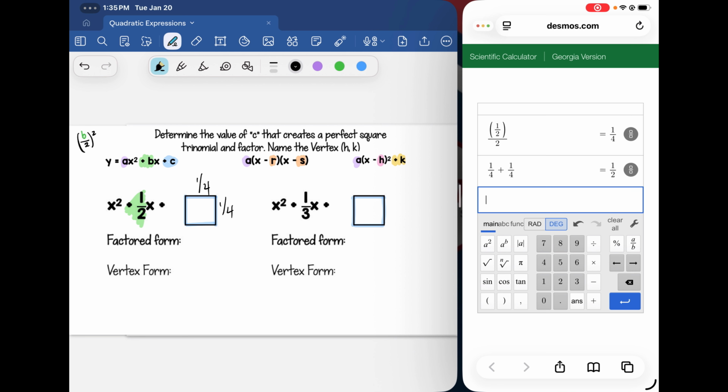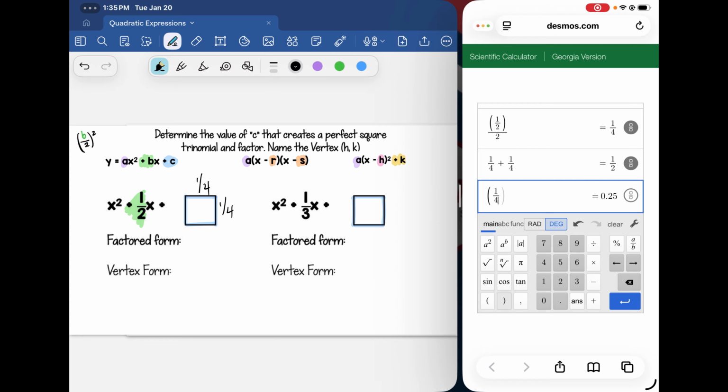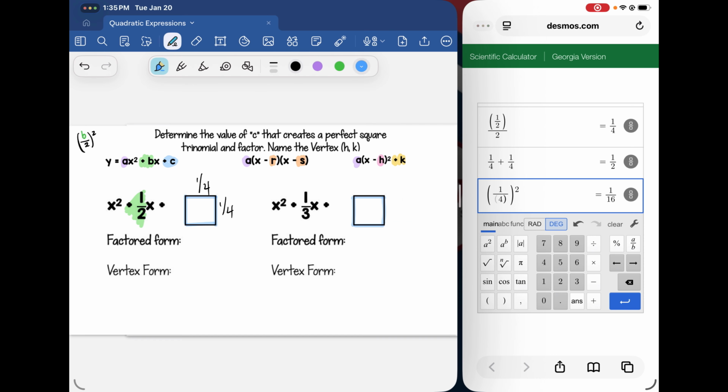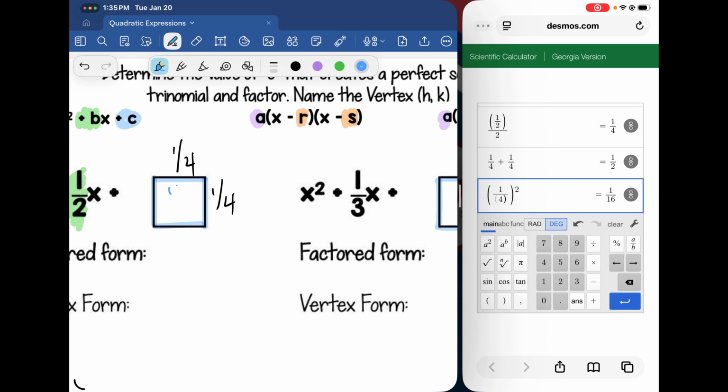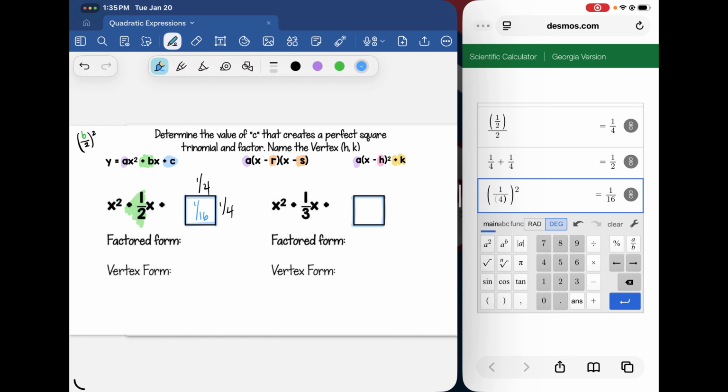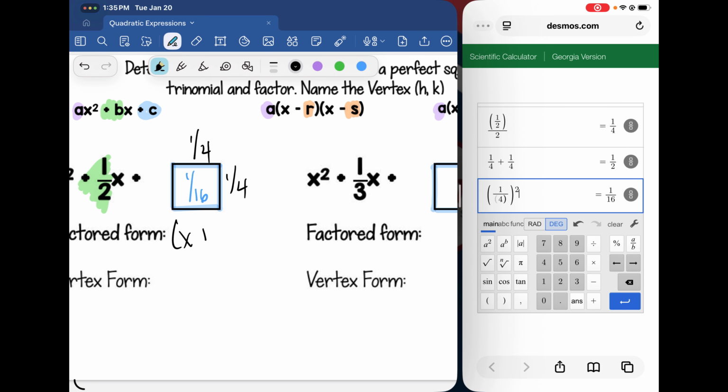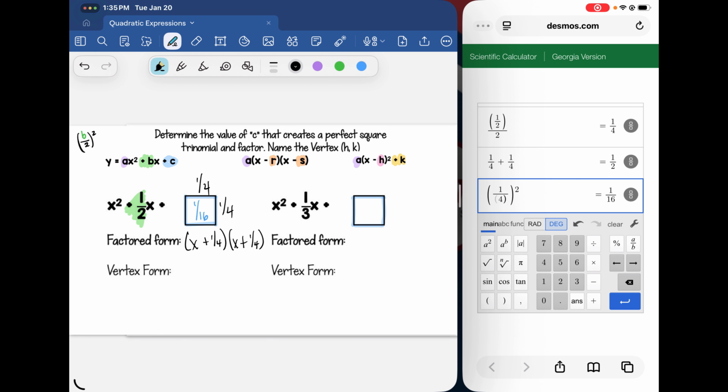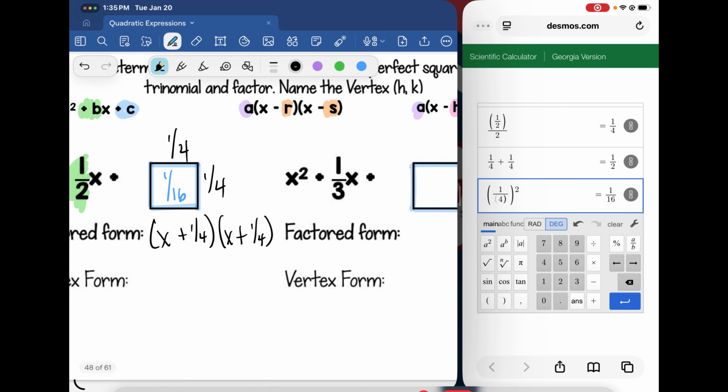So how am I going to find the answer for this box, the c value that's going to complete the square? 1/4 squared, which is 1/16. So the value of c that will complete this square is 1/16. What would my factored form be? x plus 1/4 times x plus 1/4. Well, what would my vertex form be? Because it's two of the same parentheses, x plus 1/4 squared.